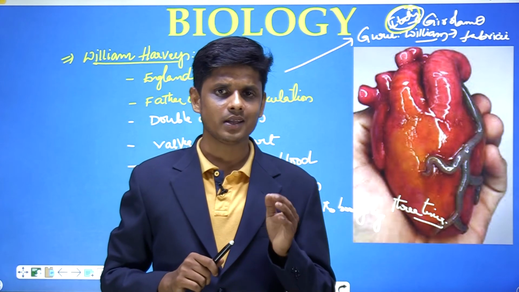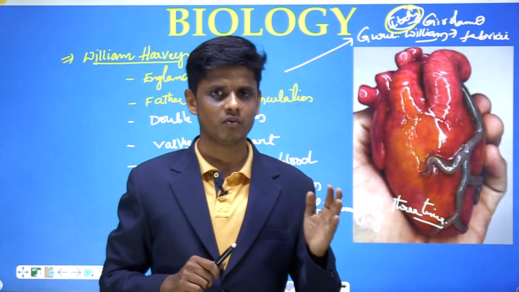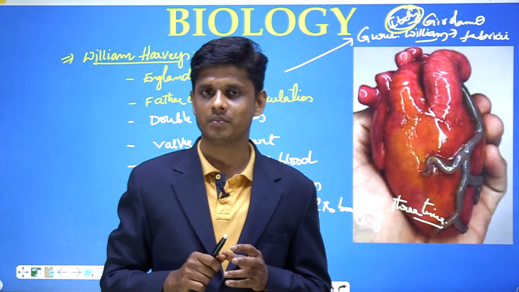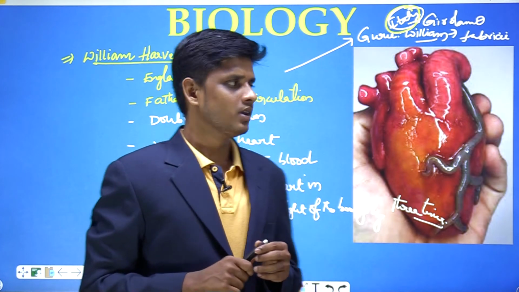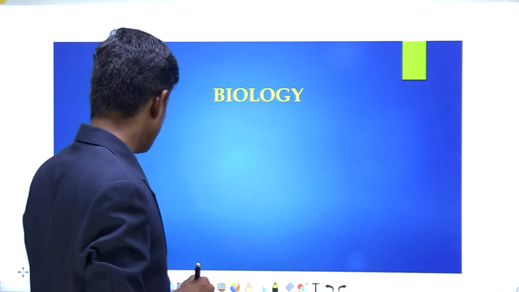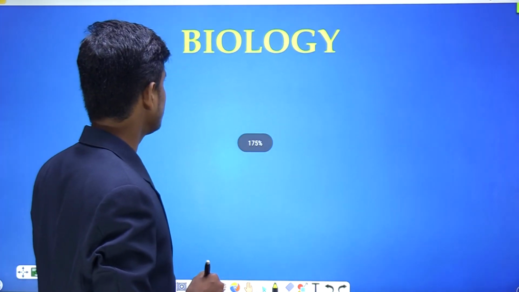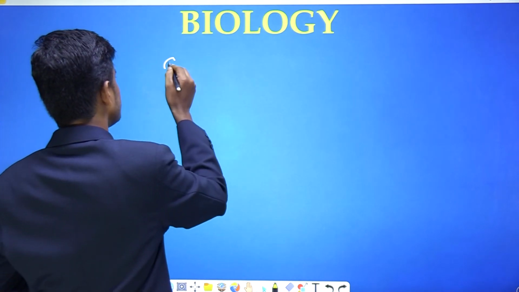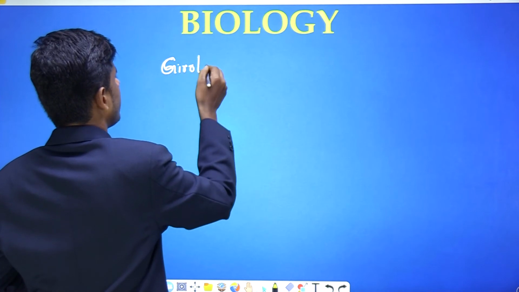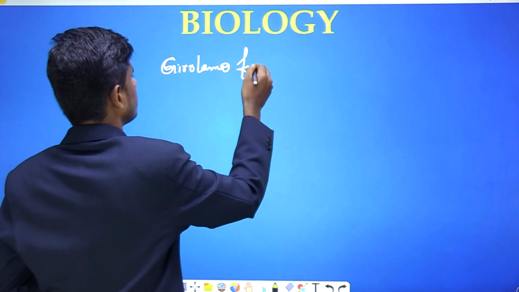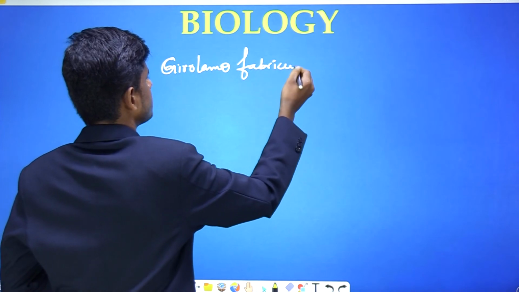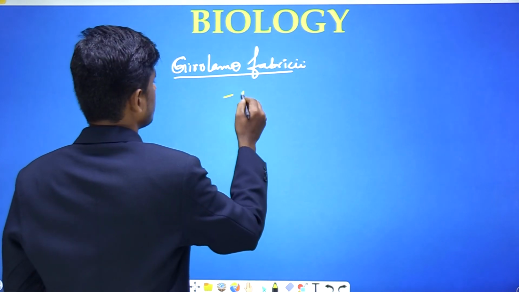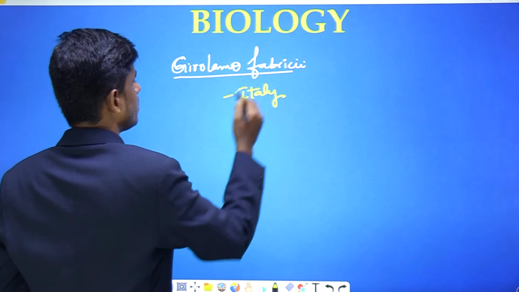And you know what is the vein and what is the artery and what is the blood capillary? We should know the differentiations between the artery, vein and the blood capillaries. Understand? Got my point? Yes, come to that. And the person who is concerned with the circulatory system after William Harvey in this context is Girolamo Fabrici. Who is that? Girolamo Fabrici, and he belongs to Italy, so he was an Italian doctor.